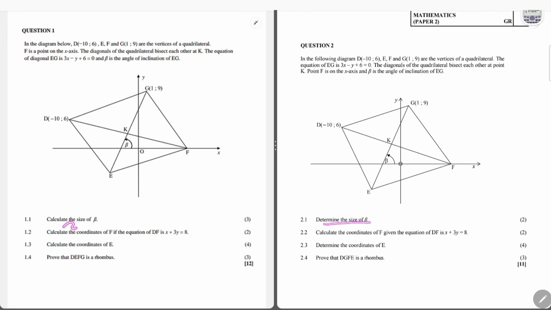Determine the size of beta, calculate the size of beta, calculate the coordinates of F, given the equation of DF is that. Calculate the coordinates of E. Prove that DEFG is a rhombus, prove that DGFE is a rhombus. This one just said DEFG, this one said DGFE. So they're perfectly identical.